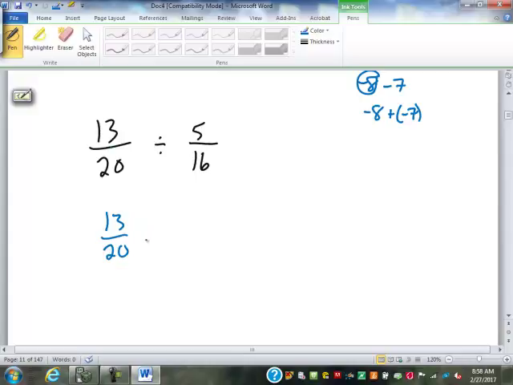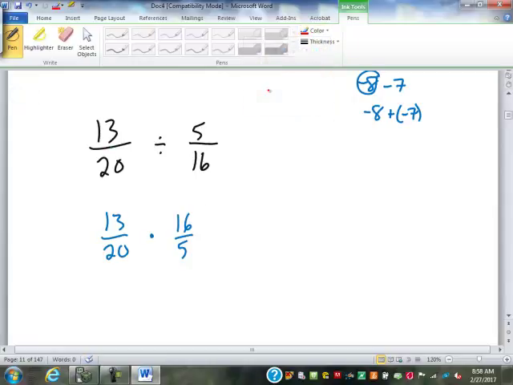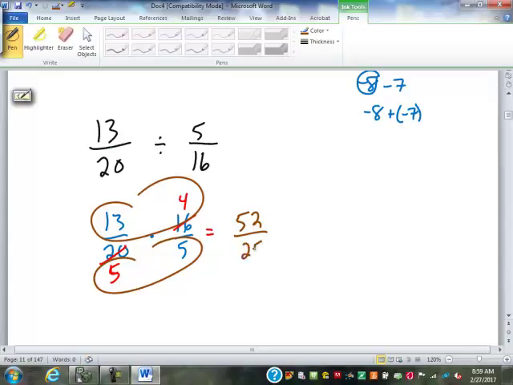So then we've got 13/20. What are we going to do to it? Times the reciprocal. So 5/16 becomes 16/5. Now at this point, this is multiplication, which means we can do everything with it that we could do with multiplication, including cross-canceling. I can divide out the 20 and the 16, both divide by 4. 20 divided by 4 is 5. 16 divided by 4 is 4. And I can go ahead and multiply. 13 times 4 is 52. 5 times 5 is 25.